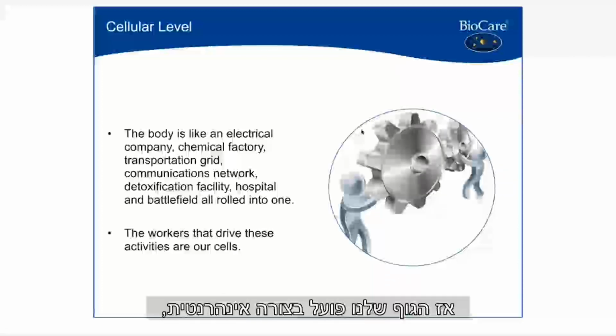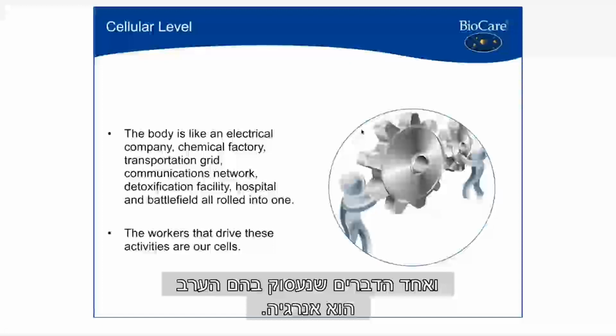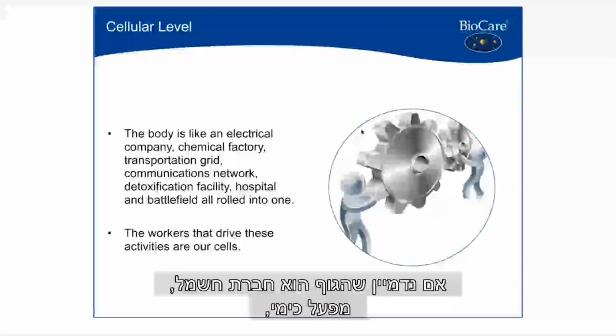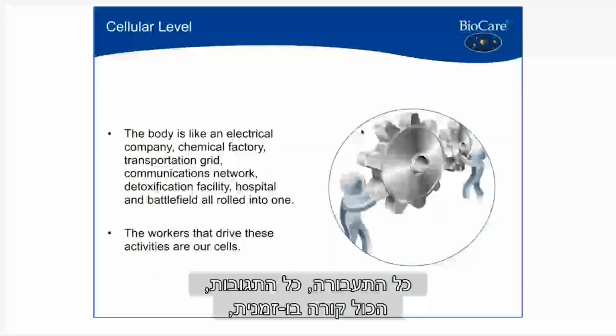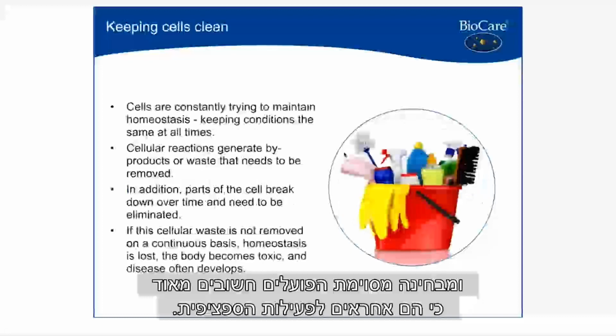So our body works intrinsically. All the systems are not separate, they all work together. And one of the things we're going to be exploring tonight will be energy. If we imagine the body like an electrical company, a chemical factory, all the transportation and all the reactions happen simultaneously. And in a way, the workers are really important because they drive these specific operations.